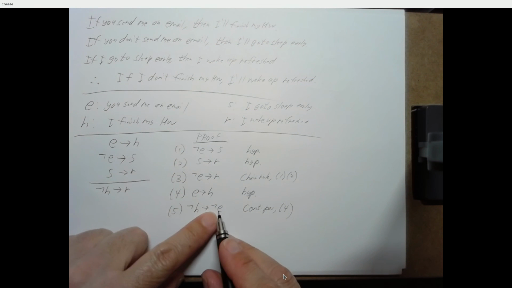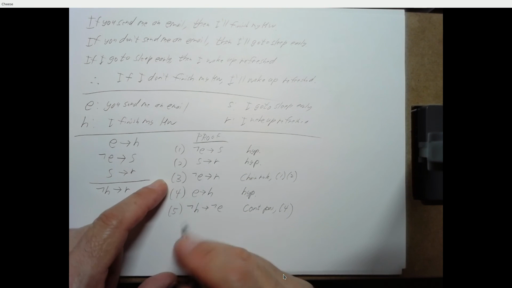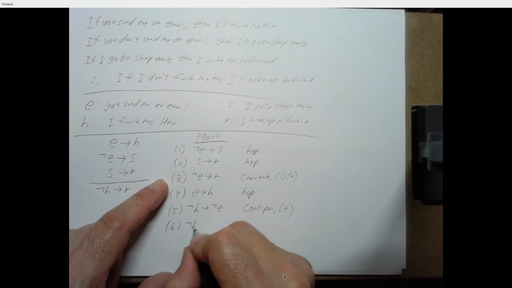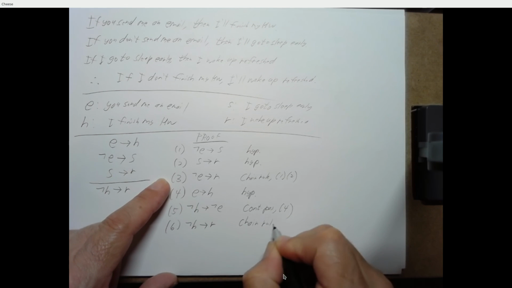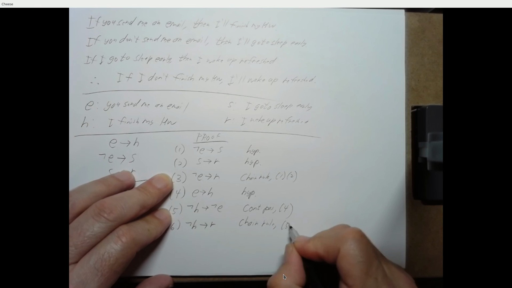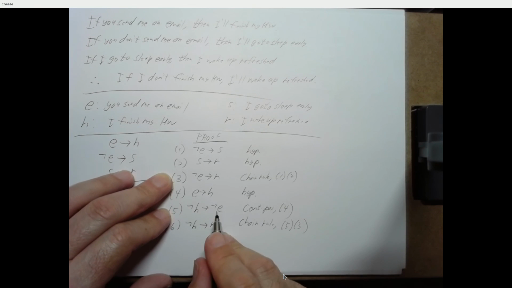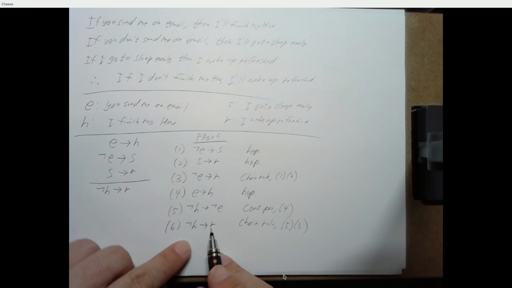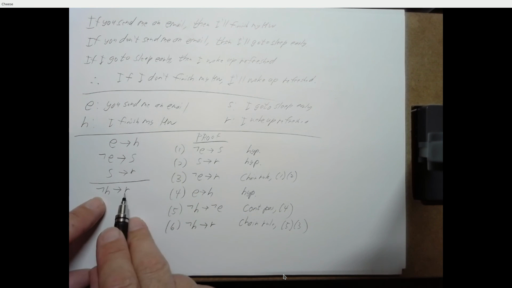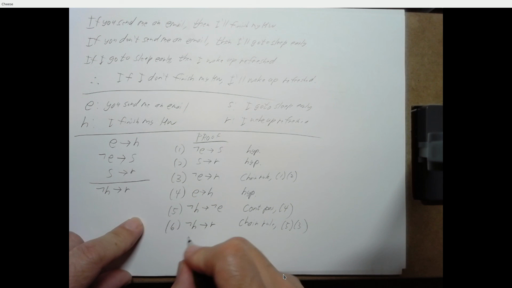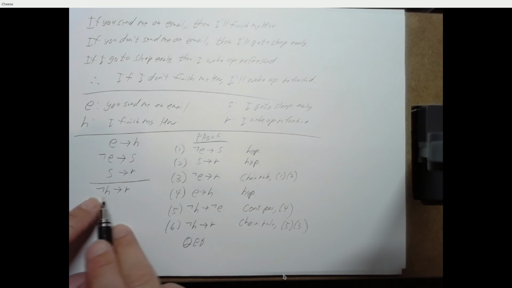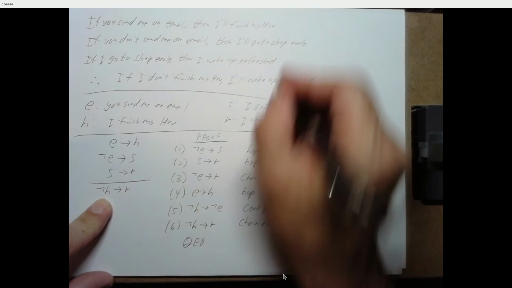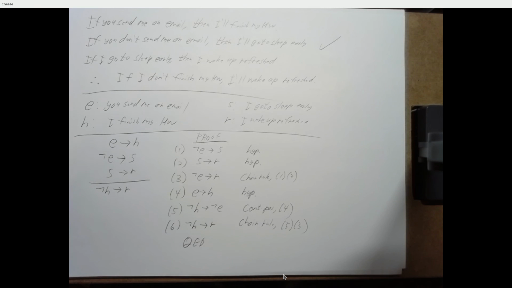Well, now we know not H implies not E, and we've already shown not E implies R. We can put those together and say not H implies R. And that's the chain rule applied to 5 and 3. Not H implies not E, not E implies R. Put them together, not H implies R. And hey, guess what? That's what we were trying to show. So we can say QED, which was what we were asked to demonstrate. And we've just proven that these three things imply not H implies R. So this is a valid logical argument.